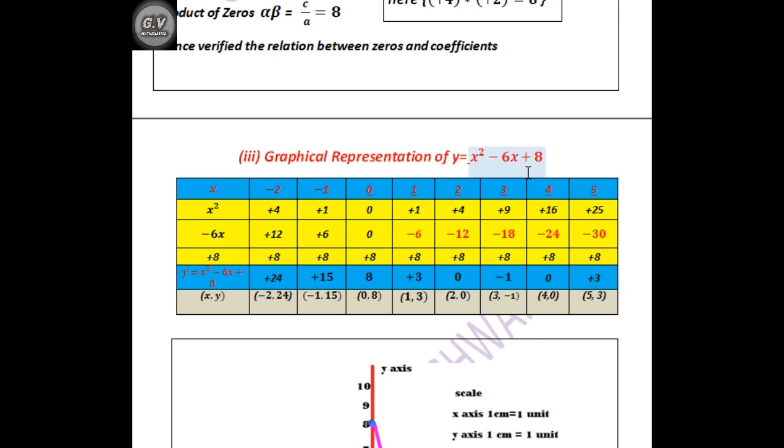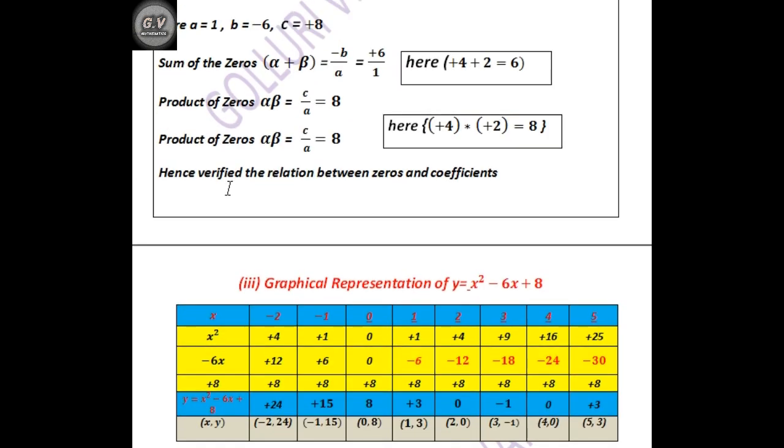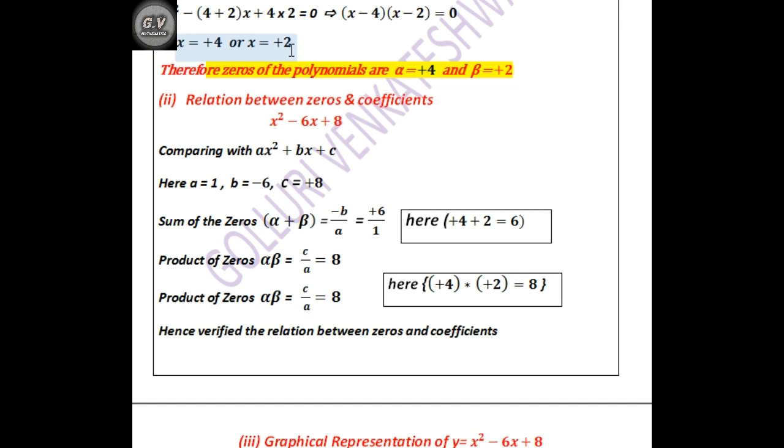According to graphical representation, the x values are taken in some range. Look here, these are the x values. What about the least zero? Here 2 is the least zero, 4 is the highest zero. So the values of x must compulsorily include 2 and 4.